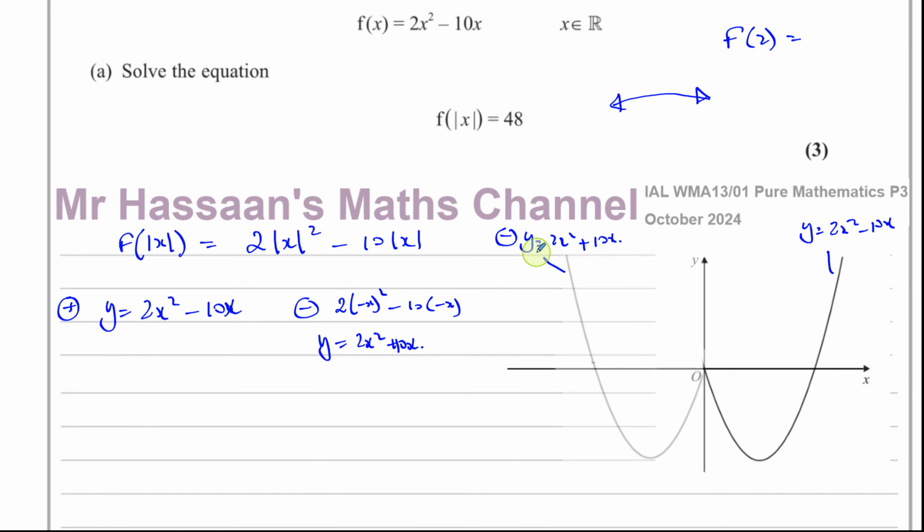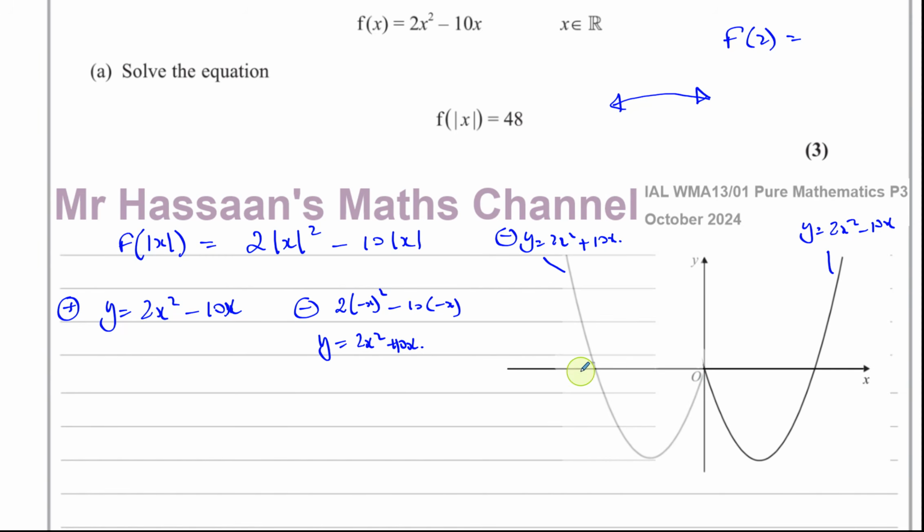So you can see here, this is the negative argument when you change the sign of the x in the modulus sign, and this is the positive argument where you leave the sign the same. Right? So when x is greater than 0, you have the positive argument. When x is less than 0, you have the negative argument.